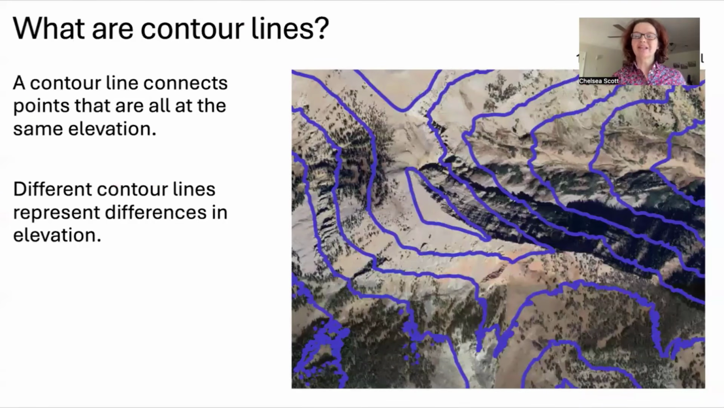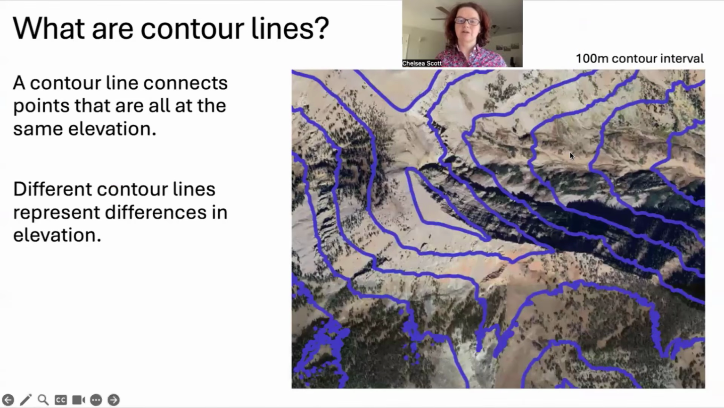So a contour line connects points that are all at the same elevation. And different contour lines represent different elevations. So this is showing a map of contour lines spanning a portion of the Teton Mountains in Wyoming. And each of these blue lines is a contour line, and they are plotted at a 100-meter contour interval.